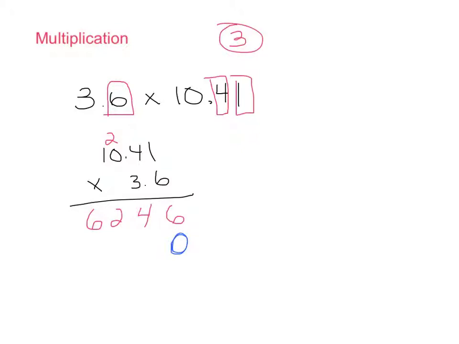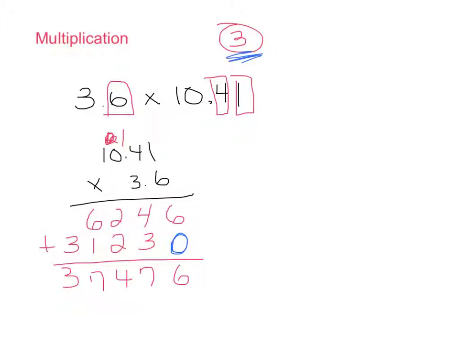Put the 0. 3 times 1 is 3. 3 times 4 is 12. Carry the 1. 3 times 0 is 0. Okay, plus 1 is 1. 3 times 1 is 3. I'm going to add here. Get 6, 7, 4, 7, 3.